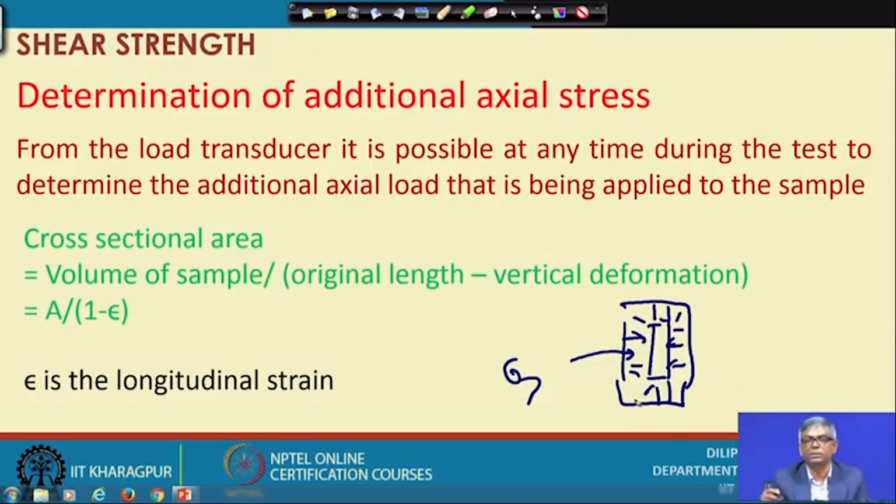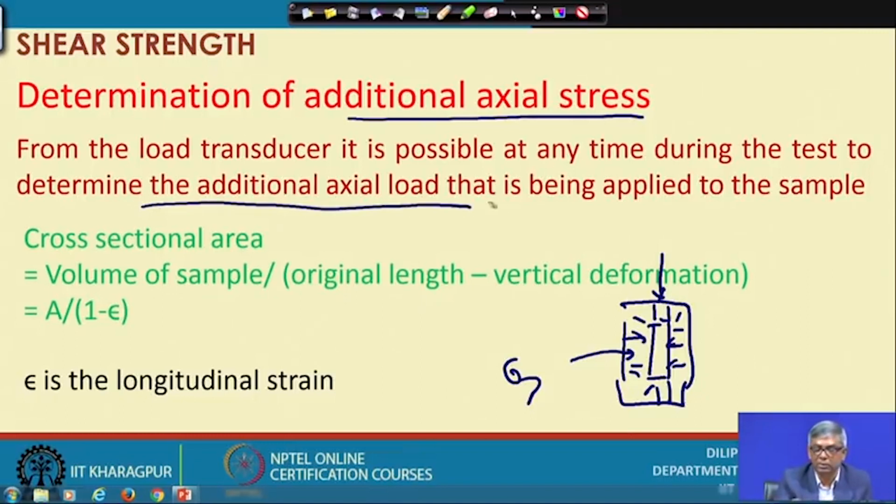So, in all directions sigma 3 is there, and additionally we are giving some axial load. That is what is called additional axial stress. From the load transducer it is possible, at any time during the test, to determine the additional axial load that is being applied to the sample. That means how much you are applying at any time, that we can find out. That is delta sigma, you can say additional axial load.